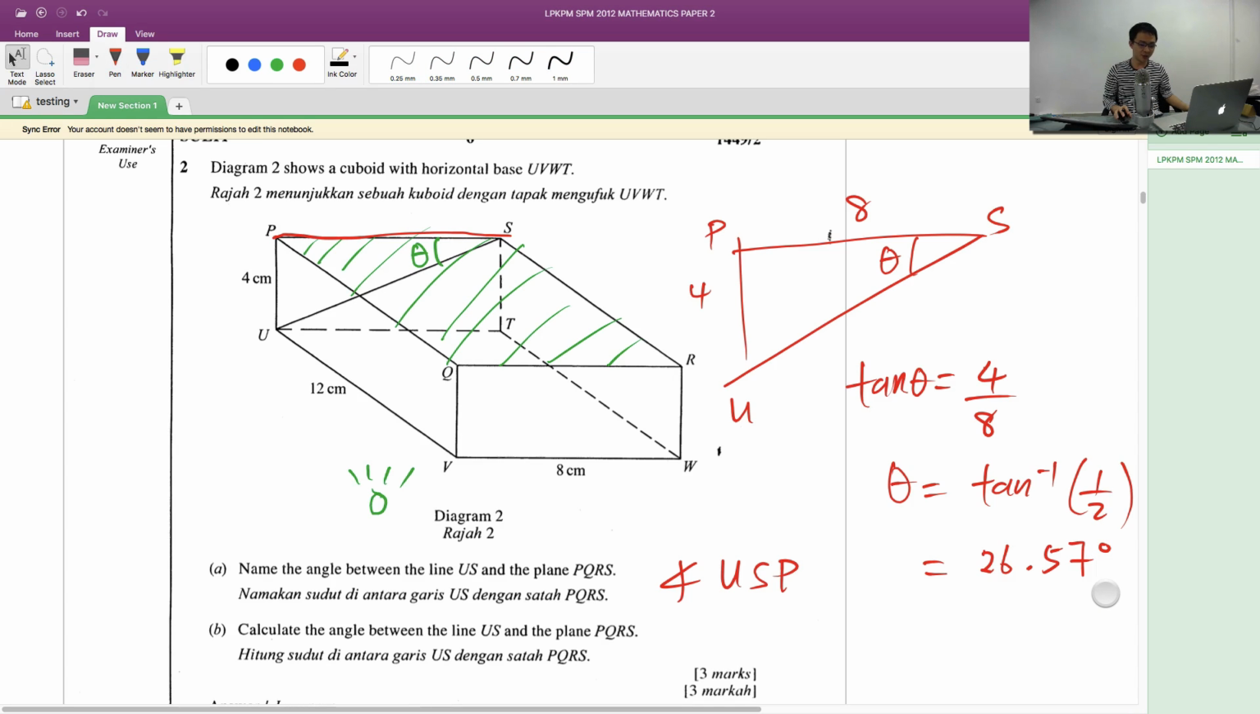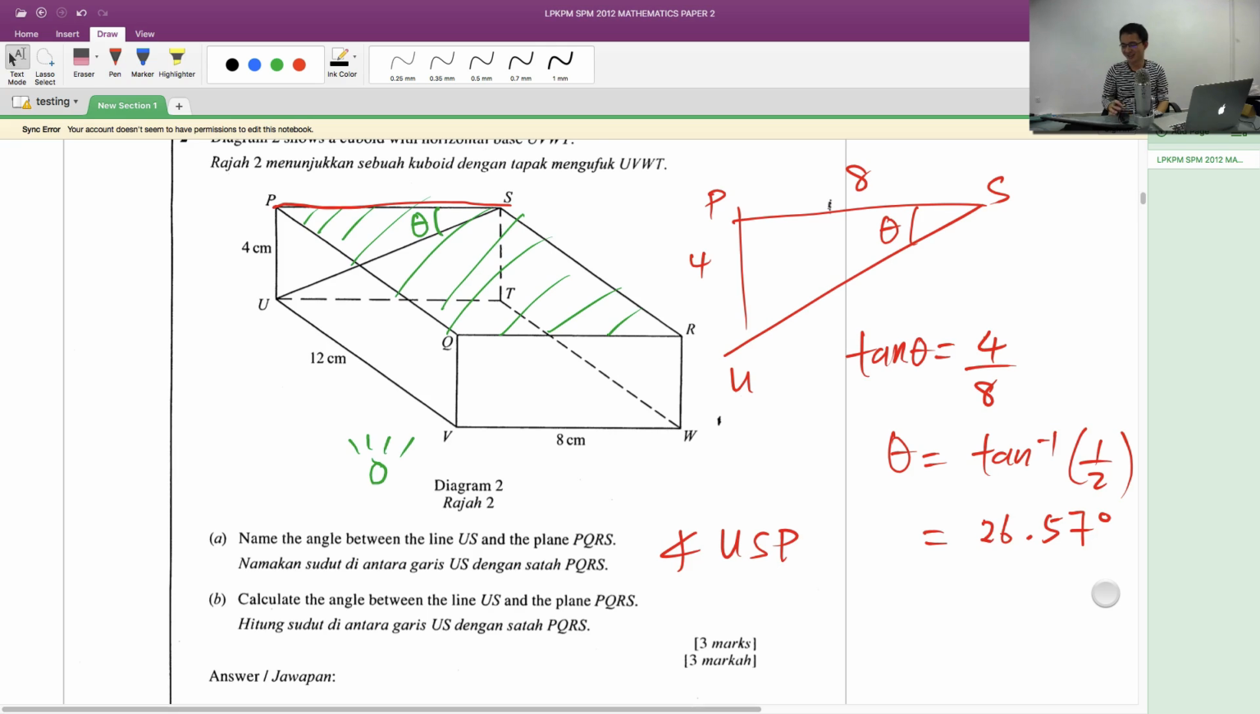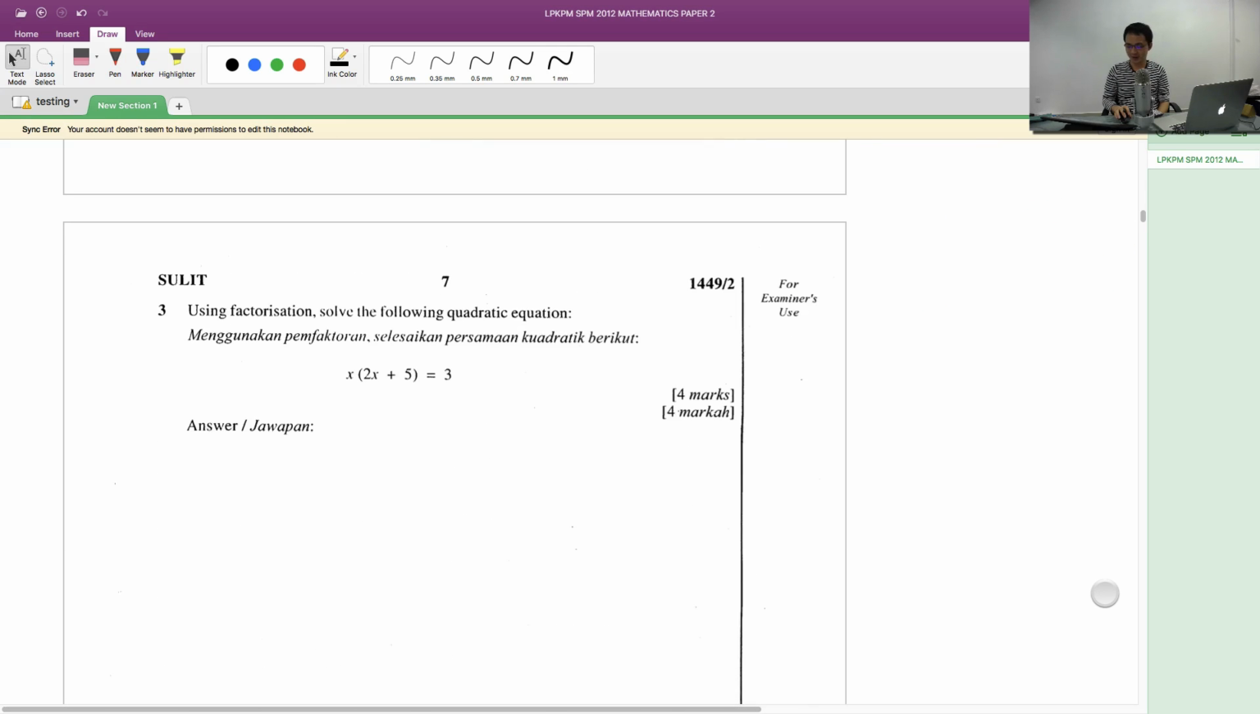Is it opposite over adjacent? What do you mean by opposite over adjacent? Yes, tangent is opposite over adjacent. Did I say hypotenuse? Okay, I'm sorry, it's OA. Yeah, you're right. Okay, so this one should be easy.